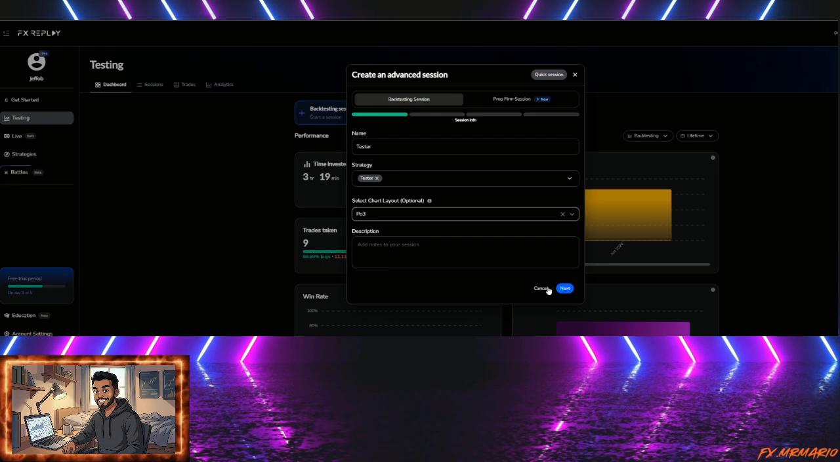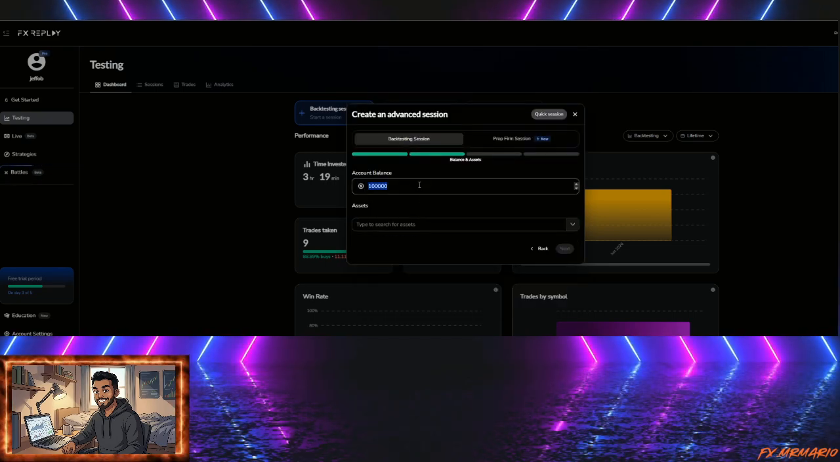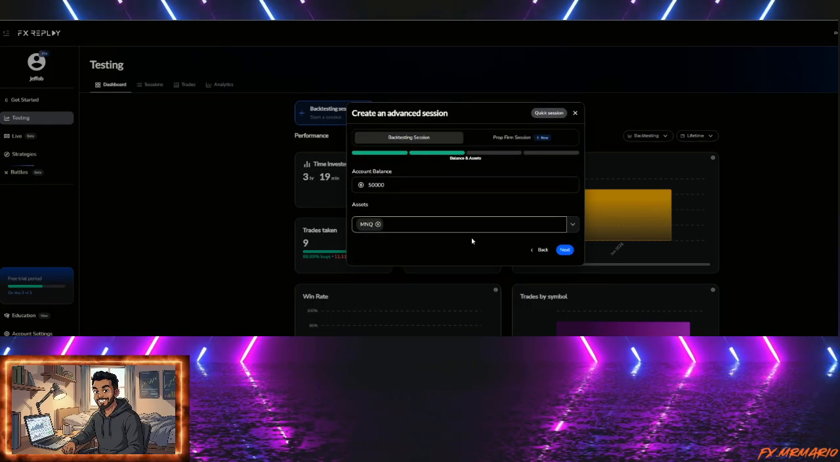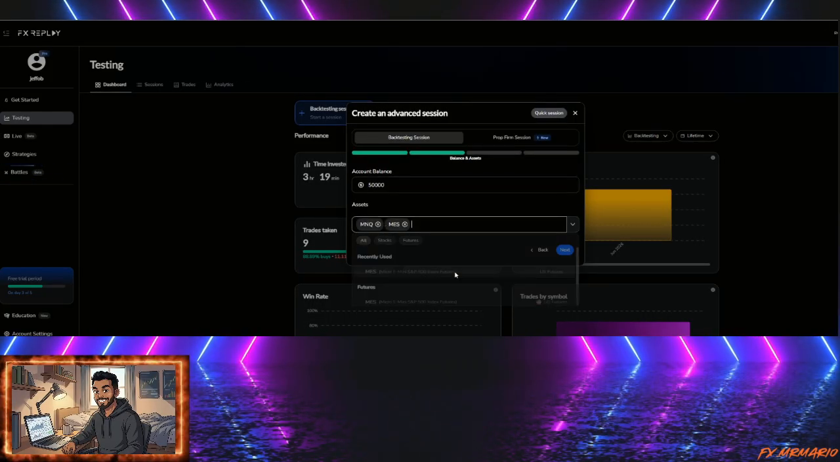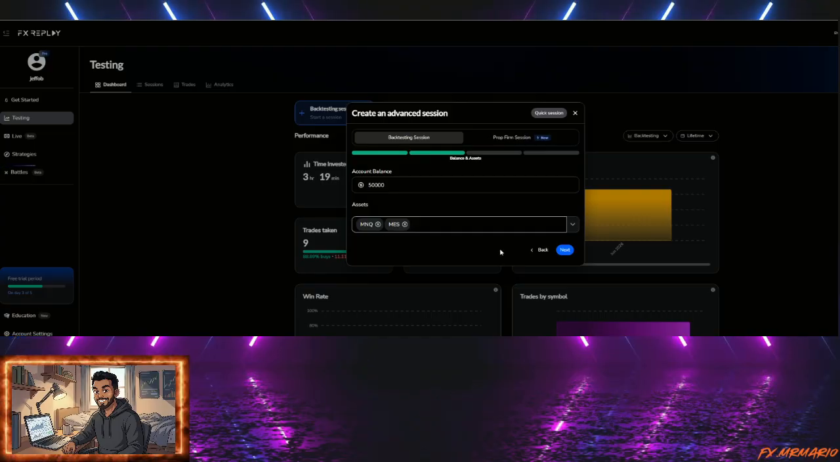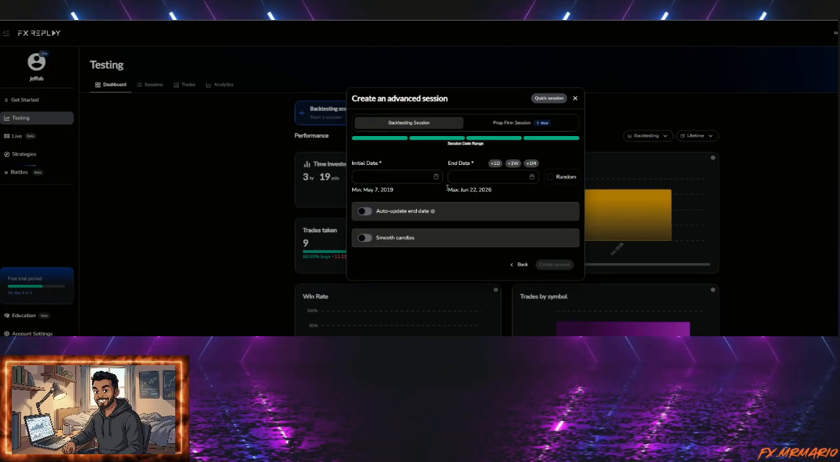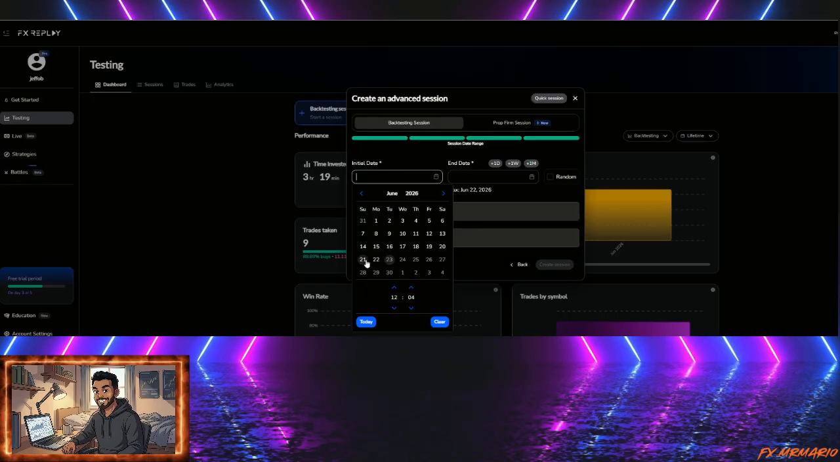Previous layout. Alright. Let's say you got a 50k eval account. I'm not gonna go through too many setups. I'm just gonna go through a few, just so that you can get an idea of it. So I'm gonna use MNQ and MES. You can use it on any Forex pairs if you want. It's essentially the same thing.